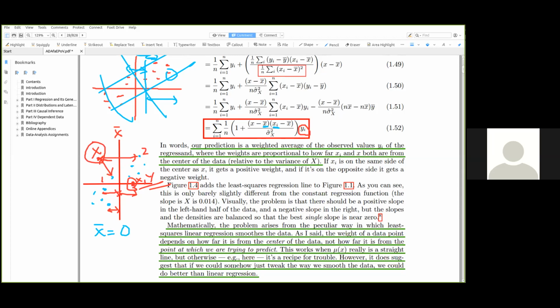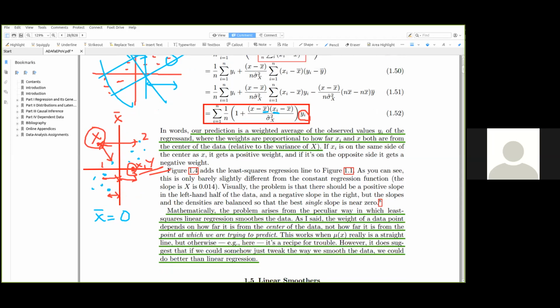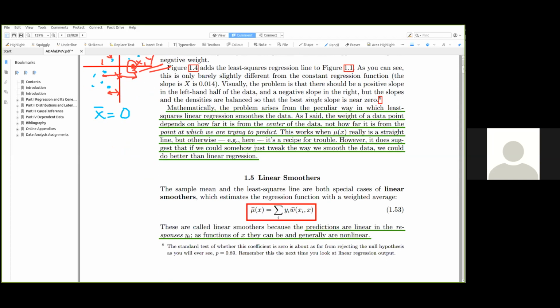So this is the problem with linear regression, that it gives weightage to different points according to how far they are from the mean, not according to how far they are from the point that we actually want to calculate. So it seems that there could be a better method rather than using this. This brings us to smoothing.